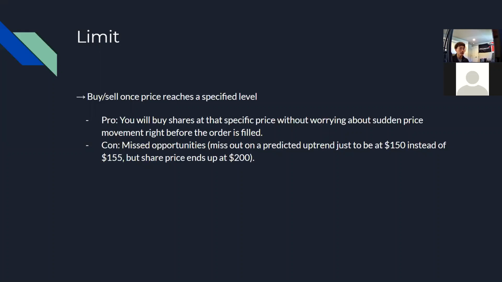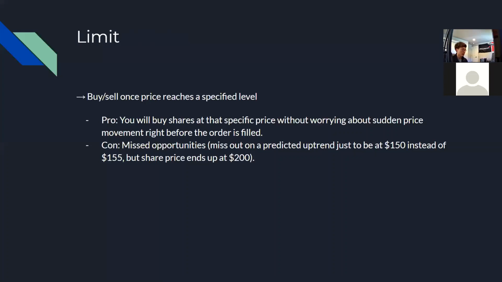For the con though, it might cause a missed opportunity. So let's say that you predicted an uptrend, and you wanted to set your limit order at 150. But instead of 150, the share price ends up going down to 155. So your order ends up not being executed. Just because of that $5 difference or deviation between you getting into that position and the actual share price, and the share price ending up at $200, you missed out on a $45 sell opportunity.